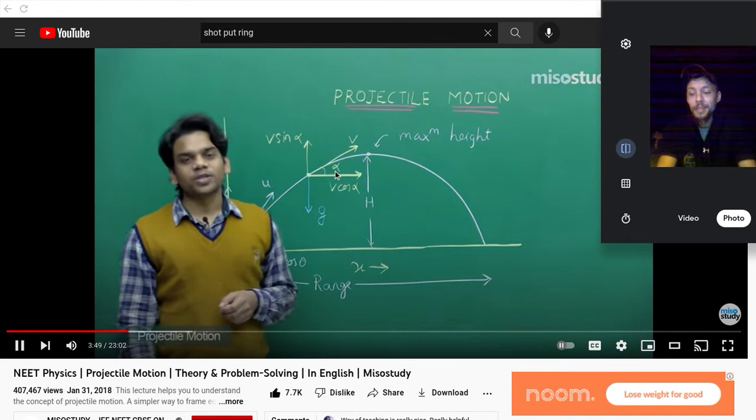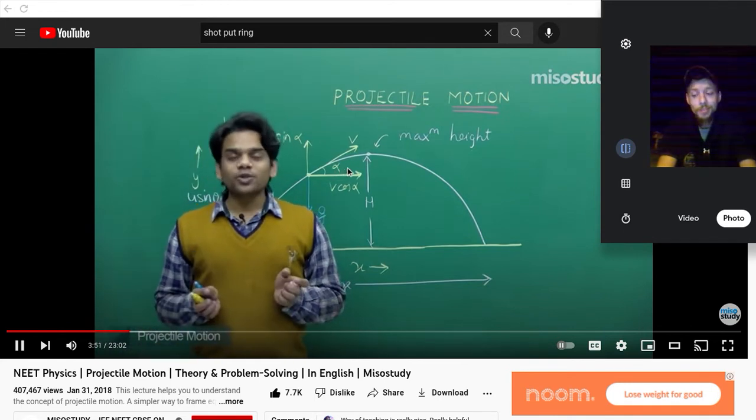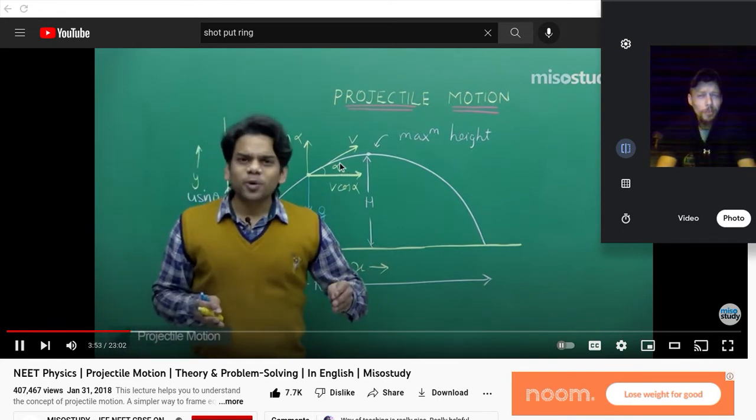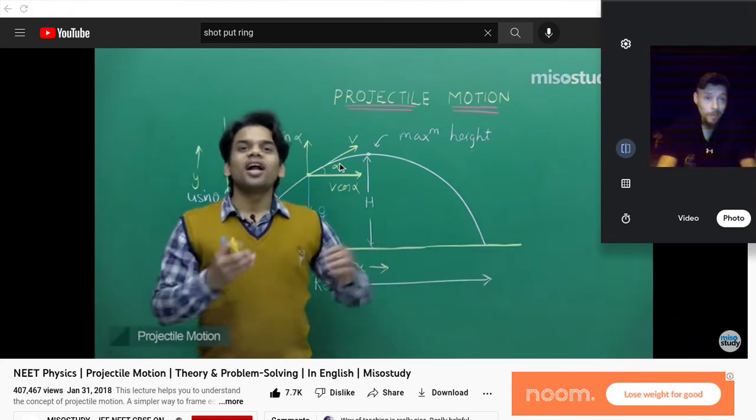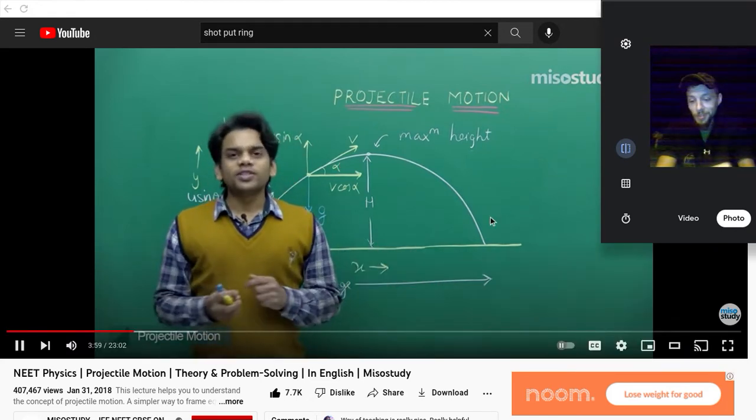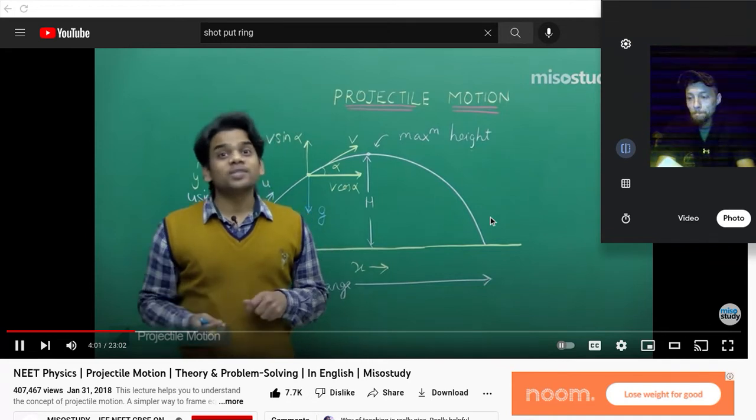To study this motion, if you ever wanted to study projectile motion, we will break its motion down into two dimensions. We will do one along the x-axis and one along the y-axis. It will be very simple to find out the variables that will be required for us.